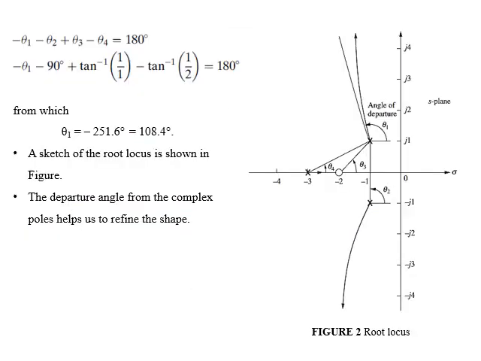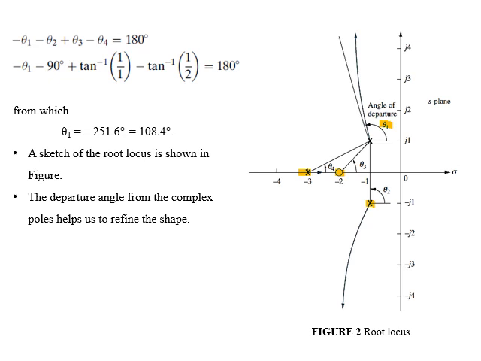Dear students, we are finding the angle of departure for the complex pole, and for this we have assumed a point epsilon close to the complex pole 1 plus 1j. Now we will draw the vectors from all the finite poles and zeros of the system to the point epsilon, and we will calculate the angle for each vector with the positive extension of the real axis.